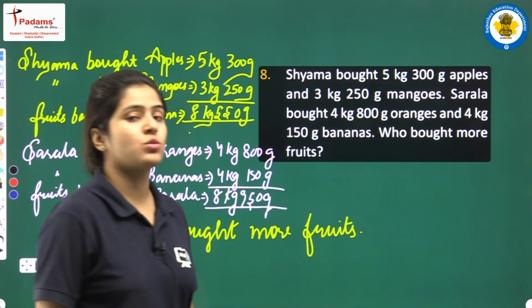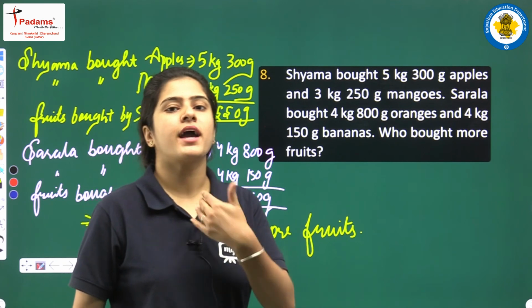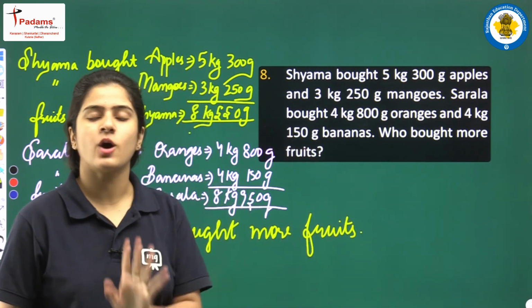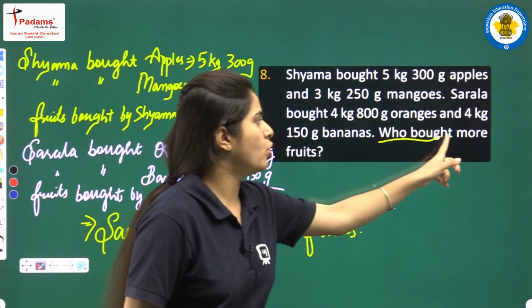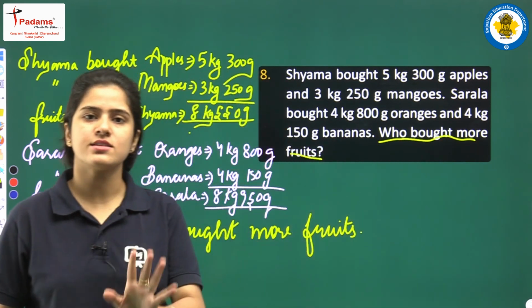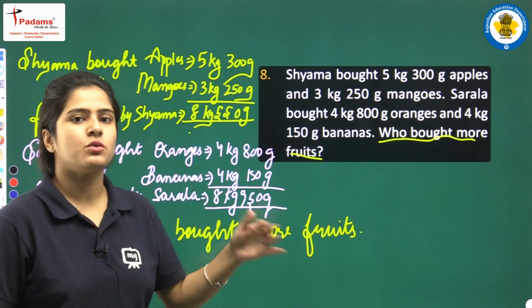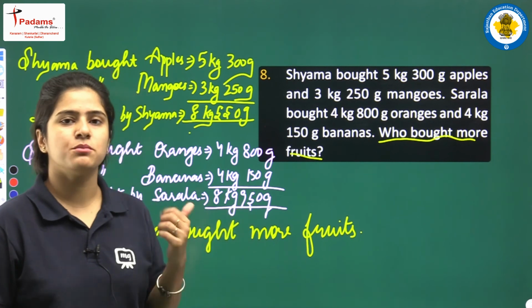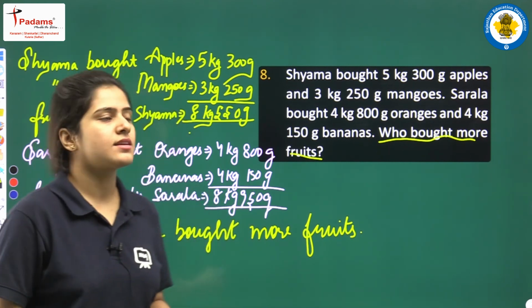In this question, students, you need not find out by how much, because in the question it is not asked, okay. You are just asked who bought more fruits, okay. So, you just have to find who bought more fruits. Sarla bought more fruits. Next question, students.